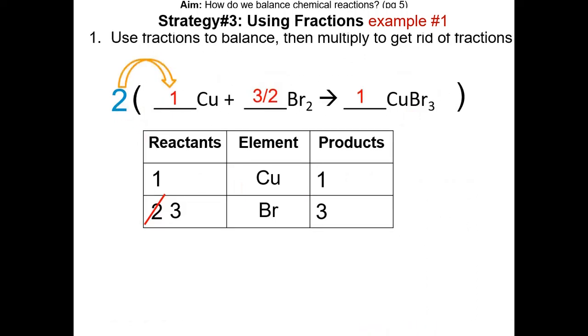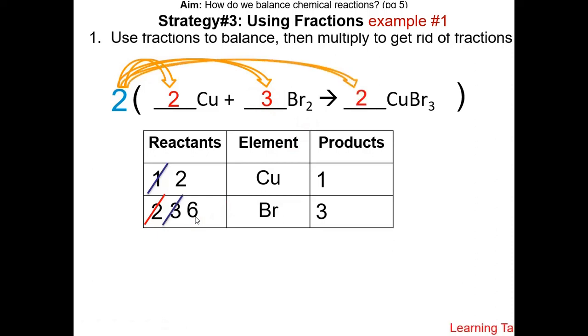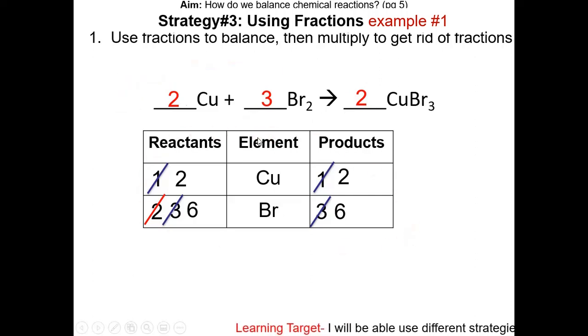2 times 1 is 2. So now we have 2 copper on the reactant side. 2 times 3 over 2 is 3. 3 times 2 is 6. So we have 6 Br on the reactant side. 2 times 1 is 2. So we now have 2 coppers and 6 Brs on the product side. So now our equation is balanced based off this table. The last step is to either erase the parentheses or rewrite the chemical equation as your final answer.